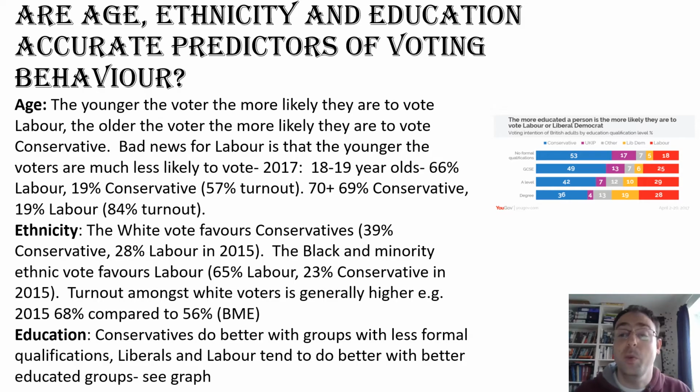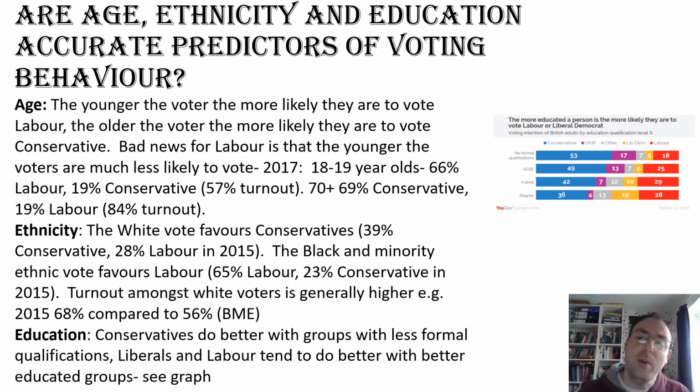I think probably one of the ones that is most surprising, and therefore probably one of the most interesting, is the stuff to do with education. And this seems to really go back on earlier ideas in terms of class, potentially, because what we see is actually the Conservatives doing much better with groups with less formal qualifications than Labour and the Liberals do.